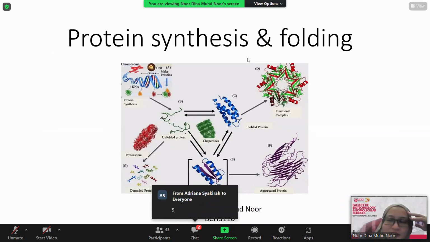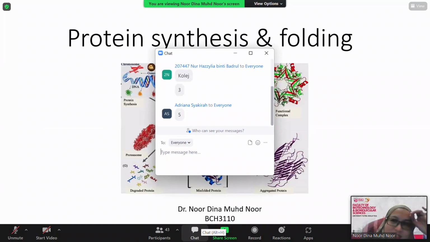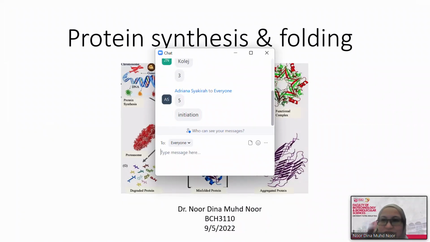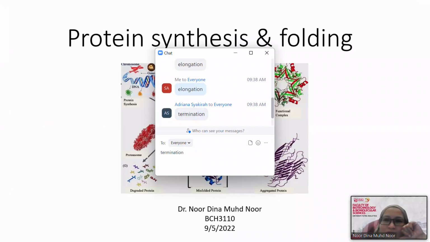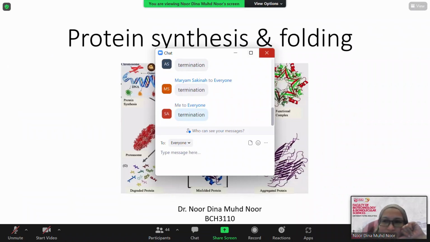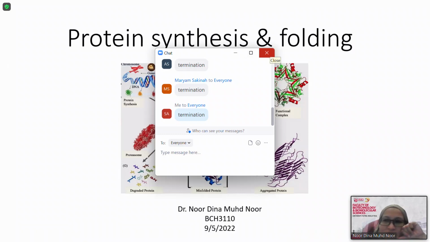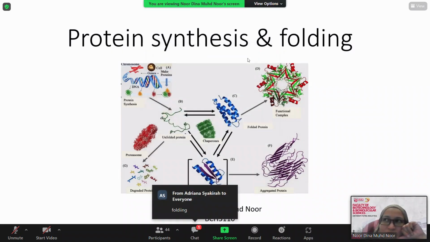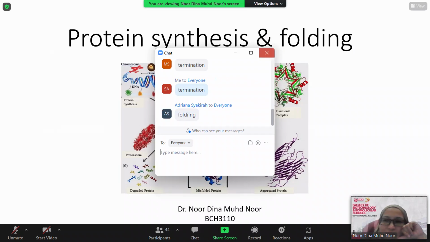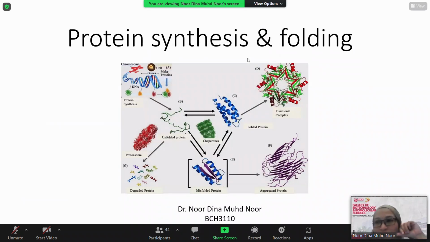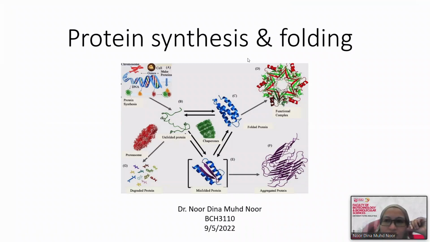Okay, it starts with the activation, right? Activation, and then the next one, what do we have? Initiation, all right. And then we have the elongation, and then the last part is the termination and release. And we have another one, which is the process of folding, right? So to make sure that the protein is functional, right? So that is the function of folding.